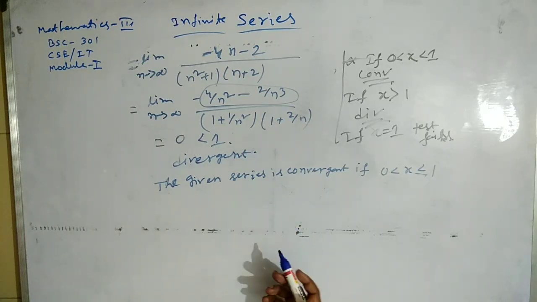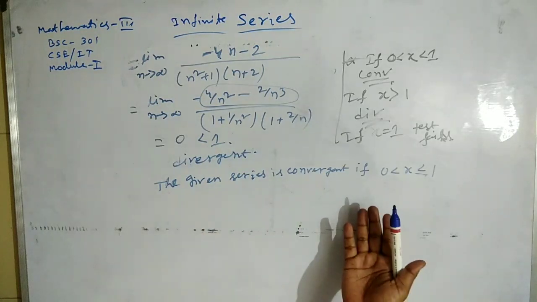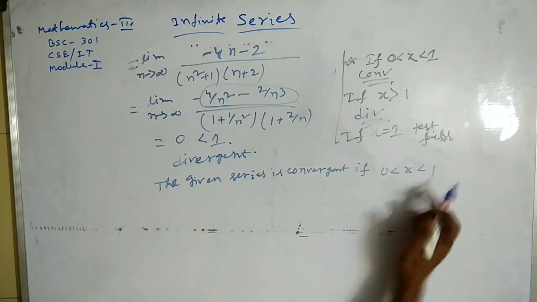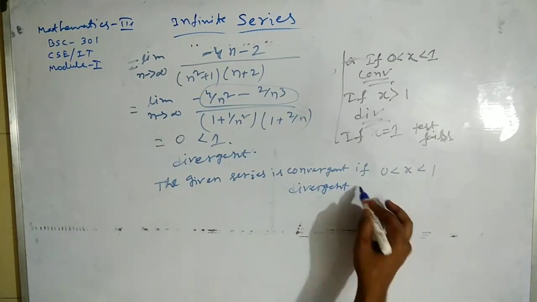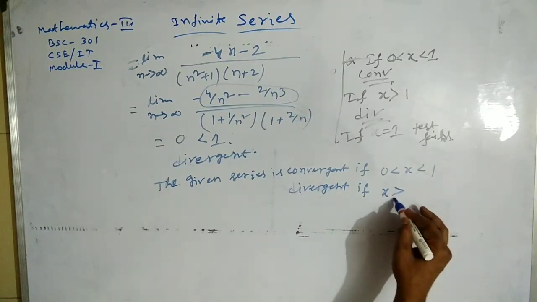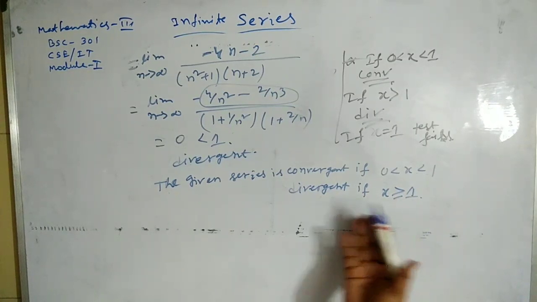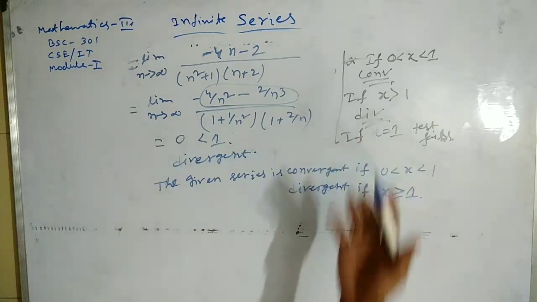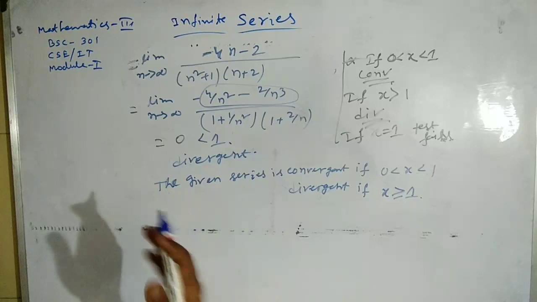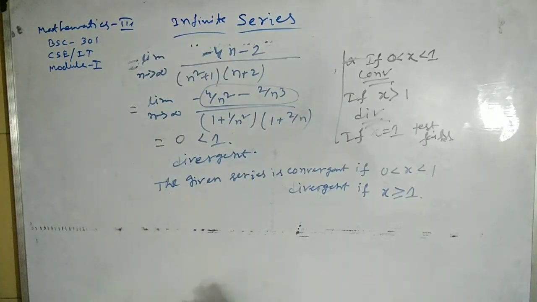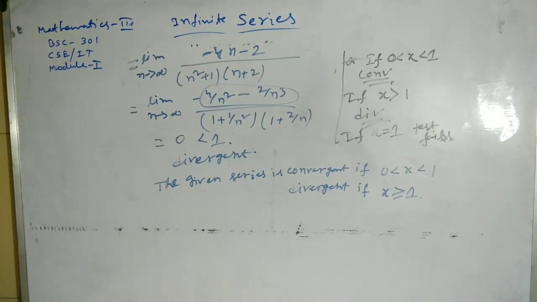So from the D'Alembert's ratio test we got that the given series is convergent if 0 less than x less than 1, and the series will be divergent if x is greater than 1. If x is greater than 1, the series is divergent. We got this from D'Alembert's ratio test. And if x is equal to 1, the series is divergent. We got this from Rabb's test. So combining these two, we can say that the series is divergent if x is greater than or equal to 1.